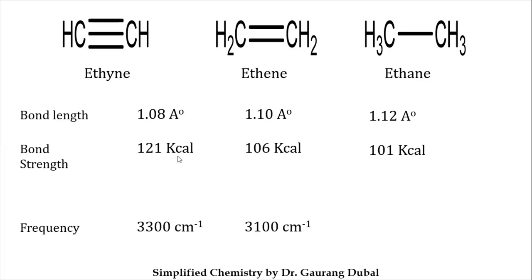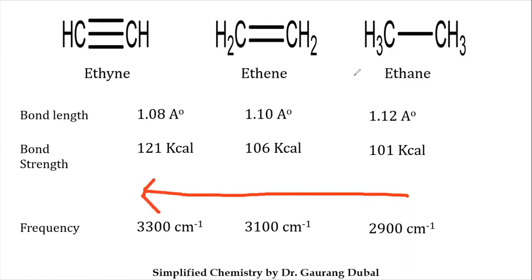How? You can see, with the increase in the bond strength, the frequency is going to increase. Like ethane is 2900, ethene is 3100 and ethyne is 3300. So comparatively, with an increase in the bond strength, the frequency is increasing, right? So you have to remember it, you have to memorize it.